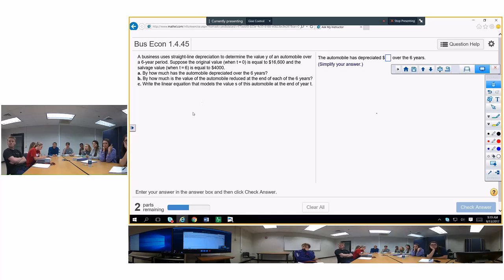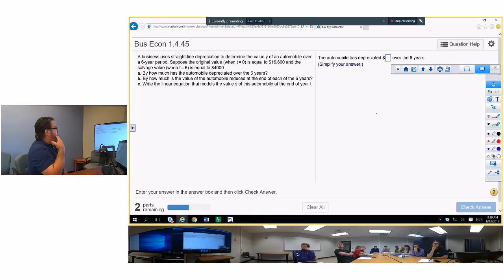A business uses straight-line depreciation to determine the value y of an automobile over a 6-year period. Suppose the original value when t is equal to 0 is 16,600, and that the salvage value when t is equal to 6 is 4,000. How much has the automobile depreciated over 6 years?